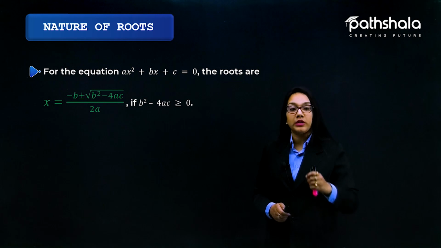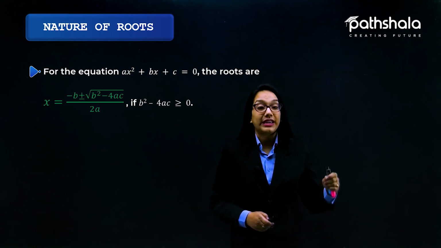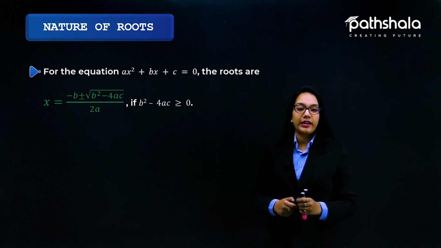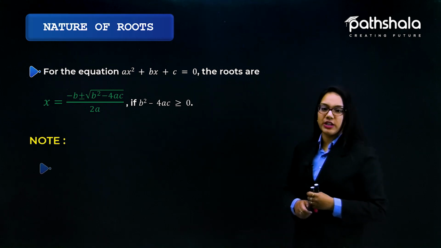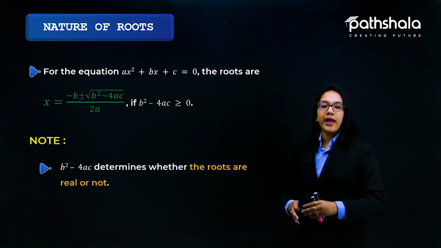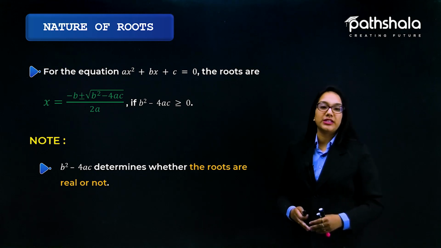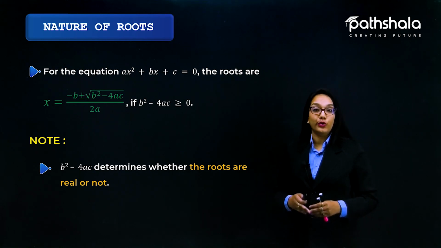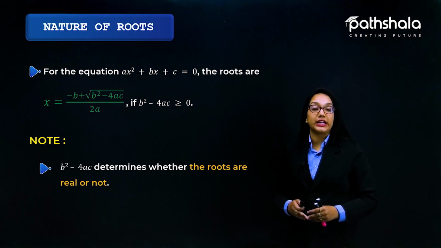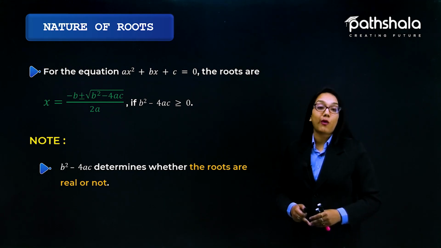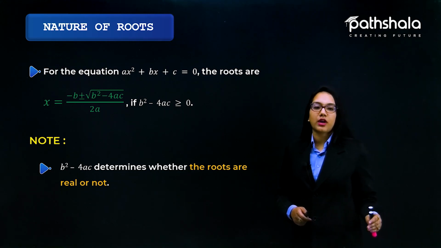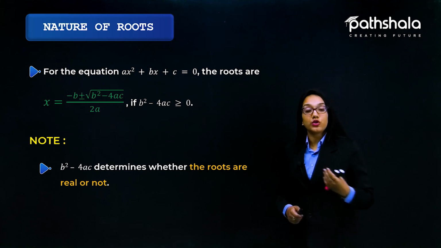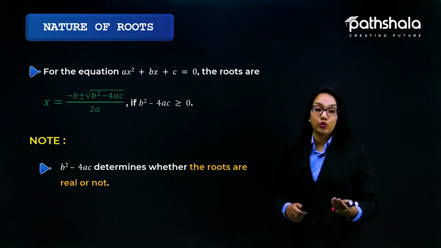Depending upon this b square minus 4ac, we have some notes, and then we'll further talk about the nature of the roots. First, a special note: b square minus 4ac determines whether the roots are real or not. If b square minus 4ac is greater than or equal to 0, the roots are called real, and if b square minus 4ac is less than 0, the roots are called not real, which we can also call imaginary roots.